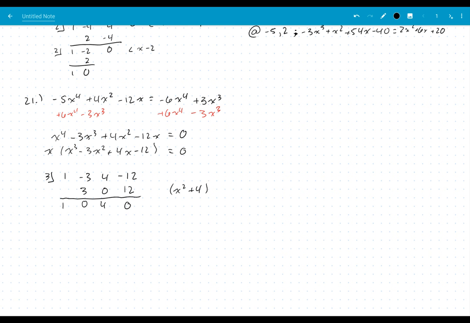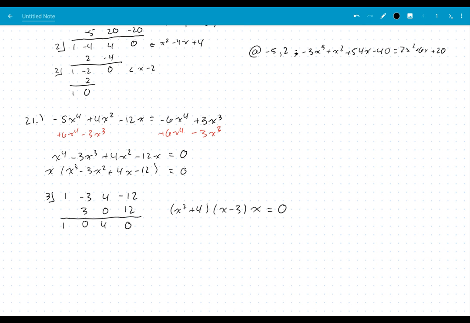So we can take this and we multiply it by x minus 3, and x, that's equal to 0. So the places where this function, negative 6x to the fourth plus 3x squared equals negative 5x to the fourth plus 4x squared minus 12x, the places where they intersect are 3 and 0. So we can write down our solution is 3 and 0, because the rest of them are in the complex plane. It's going to be plus or minus 2i.